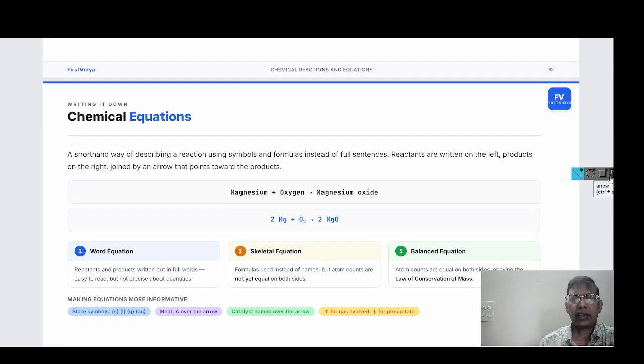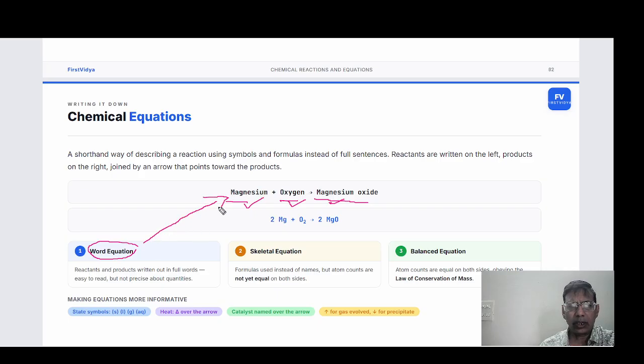Till now, what we have learned is in the form of a word equation. So what is a word equation? You can see here: magnesium plus oxygen combine to form magnesium oxide. Just now we have seen the magnesium ribbon and oxygen, and the dazzling bright light comes out. That is the magnesium oxide. This is an example of a word equation. Reactants and products are written in full words, easy to read.